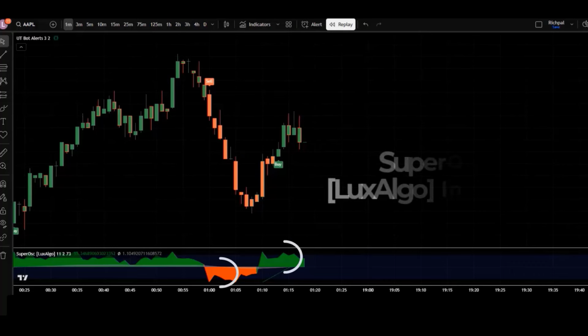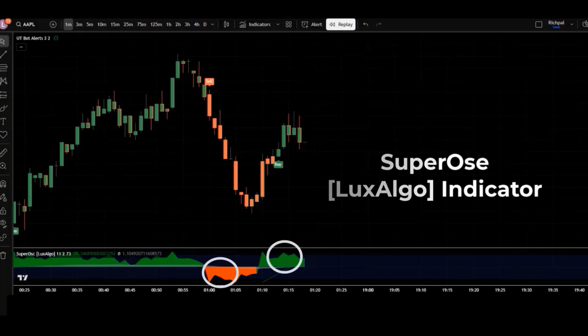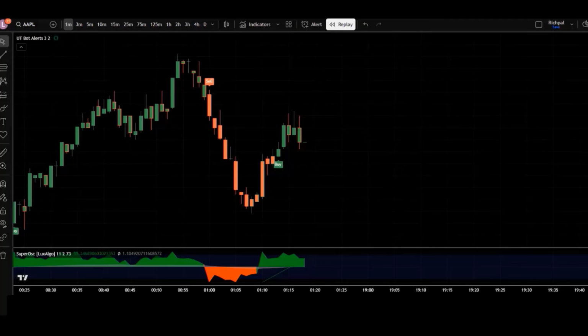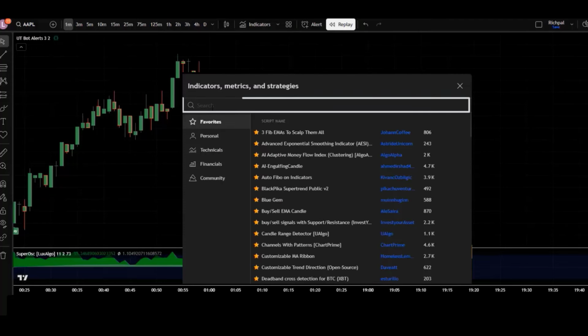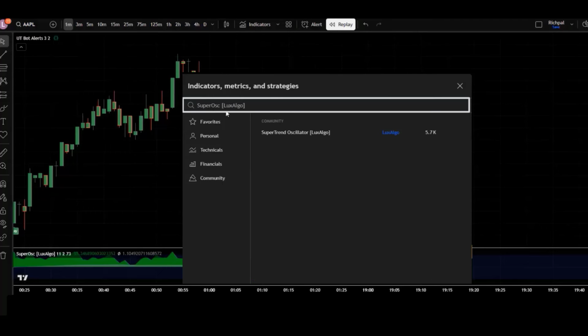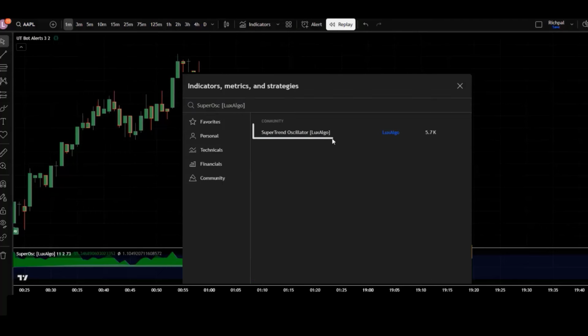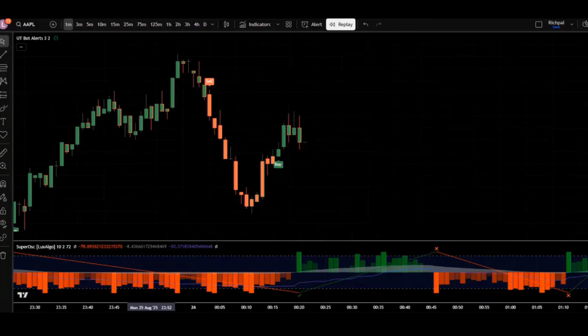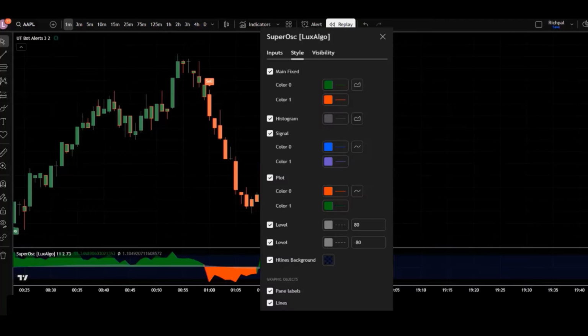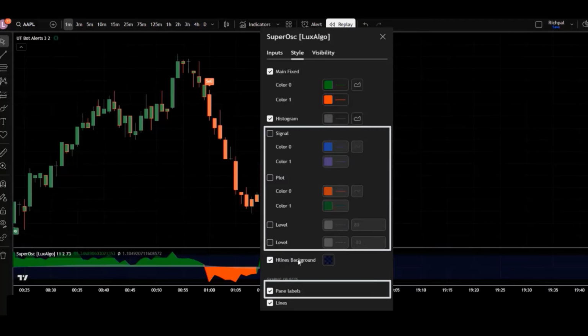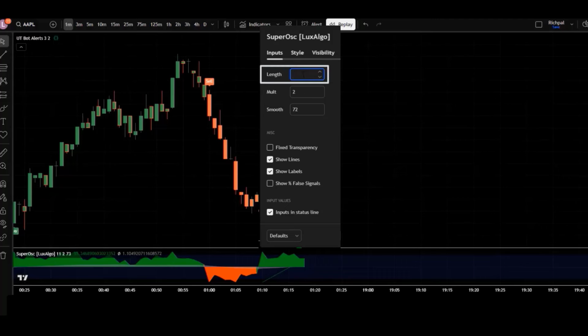The red and green area indicator we see in the chart is called the Super Oscillator indicator. Let us understand this trading setup. We will search for Super OSC, Lux Algo, indicator in the search box of Tradingview. After that we have to click on the Super OSC, Lux Algo, option, in which we have to change some settings. We need to hide these options. We have to change this length option from 10 to 11. We need to right-click these options. Now our setup is ready.